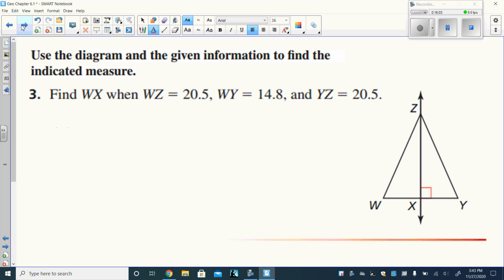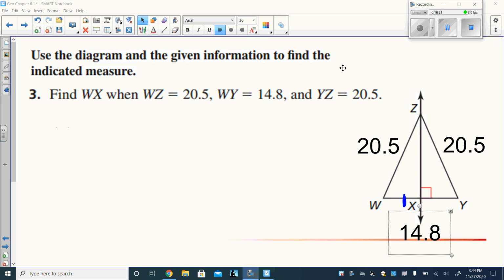Use the diagram of the given information to find the indicated measure. Find wx. So we want to find this length. Now we're told that wz is 20.5. Well, there we go, they're all plugged in. So yz is 20.5. Yw, the entire bottom length, is 14.8. And we're told that yz is 20.5.